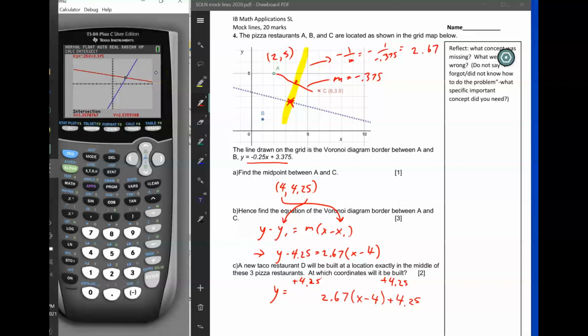So it turns out that the intersection is 3.36. It's actually 3.3578, blah, blah, blah. But we just want 3 significant figures. And the y value is 2.54. Okay, so that's rounded correctly. It's 3.36, 2.54. And that's it.